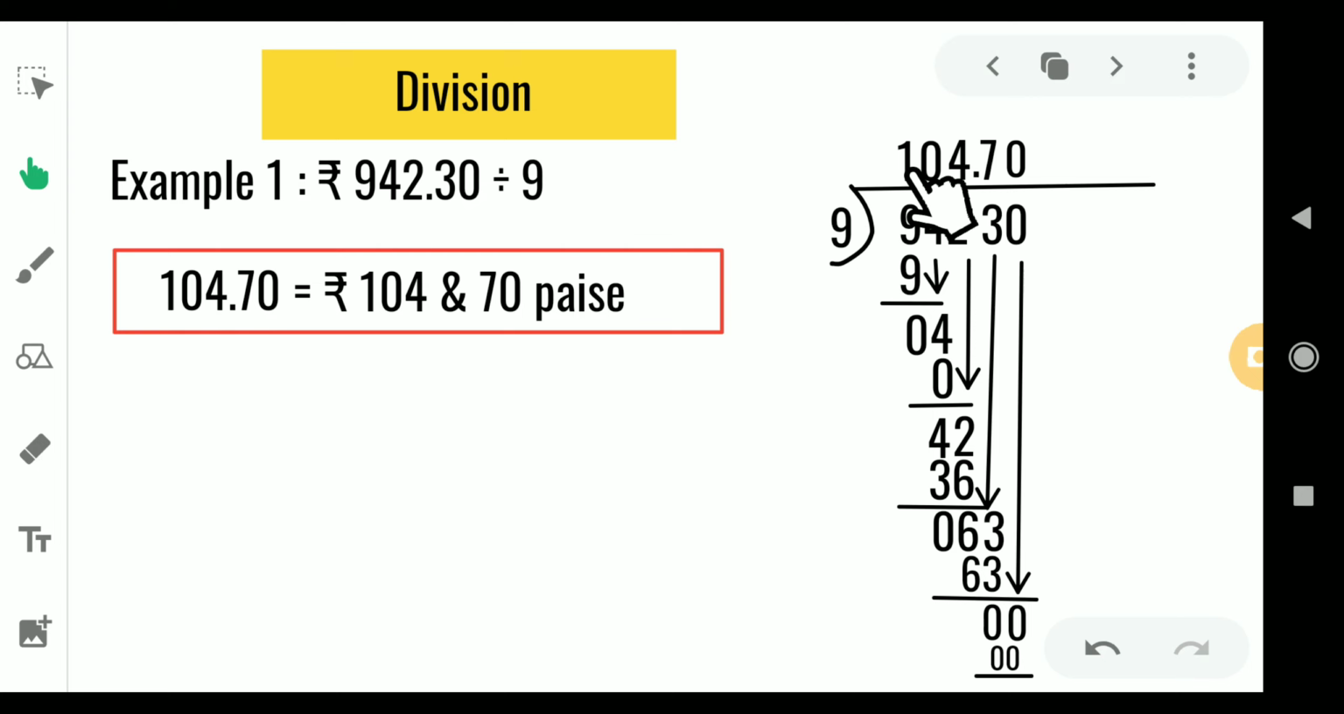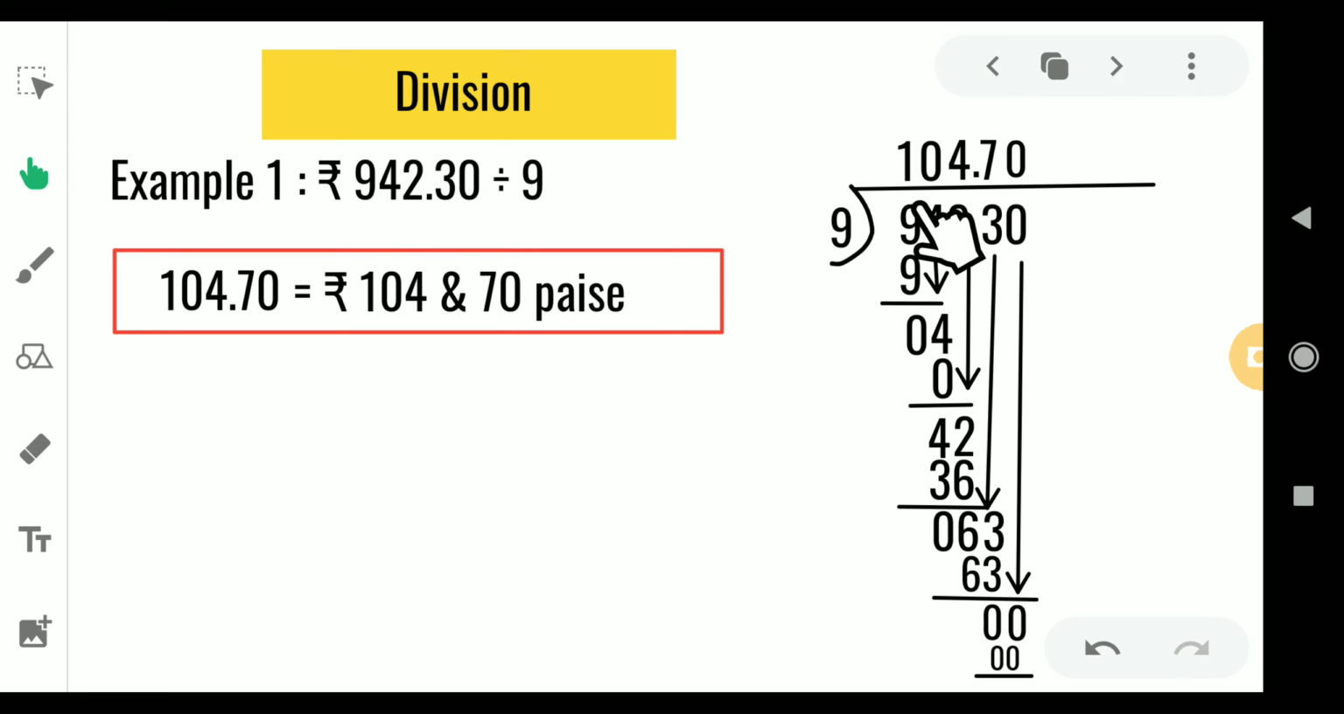So first, 9 ones are 9, 9 minus 9 will be 0, and we take this 4 down and we got 4, and here we have to write a digit which must be less than this. We never get a digit in the table of 9 which is equal to 4. So that is why we take 9 times 0 will be 0, then 4 minus 0 will be 4, and we take this 2 down and we got 42 as the new number.